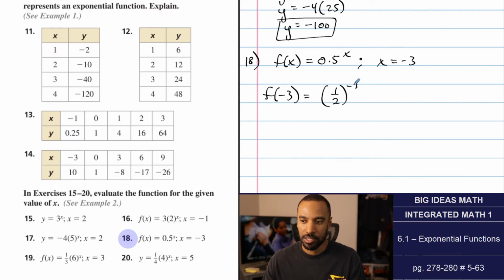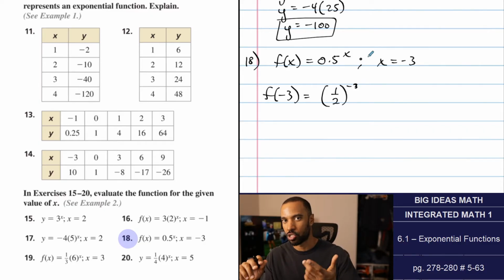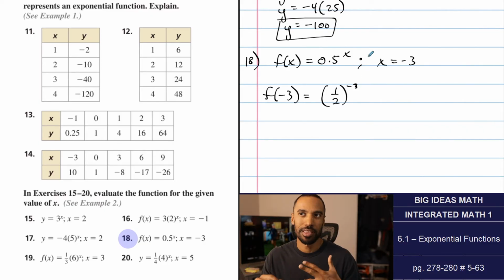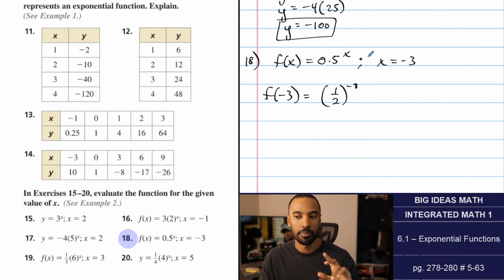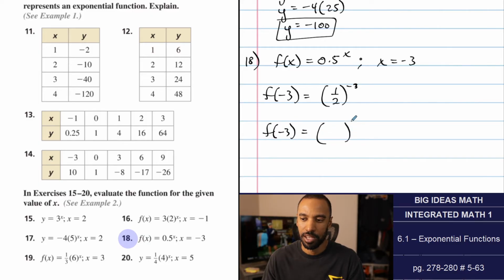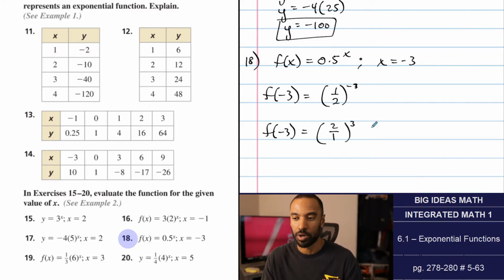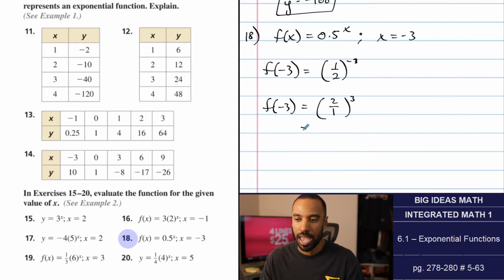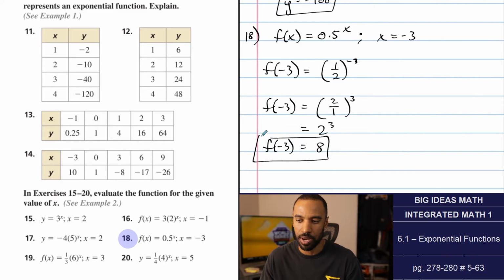Now, when you raise a number to a negative exponent, it's the same as putting it in its denominator, turning the exponent positive, but putting something in the denominator just means dividing it. So what happens when you divide a fraction? You multiply by its reciprocal. So if I want to turn this exponent positive, I got to flip this fraction, 2 over 1. Now I'm dividing by the 1 and multiplying by the 2, right? That's just how that thing works. 2 over 1 is 2, and 2 cubed is 8. So f of negative 3, the y value when x is negative 3, is 8.